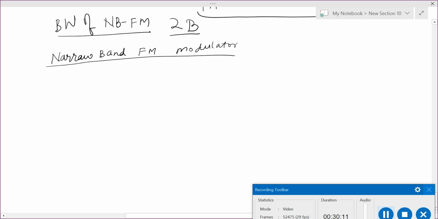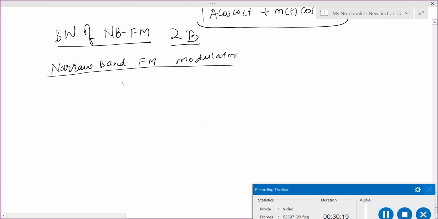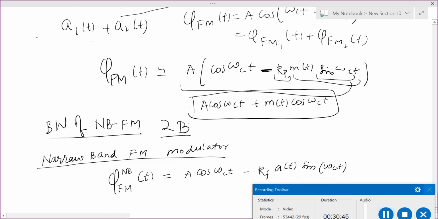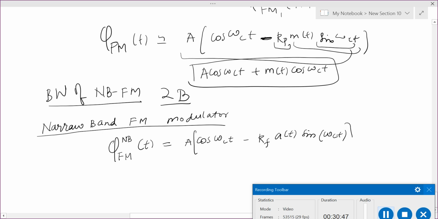So what should we do? We have to do two things in the modulator. One is we have to get a of t multiplied with sine omega ct. That is one job. And then we have to add cos omega ct to that signal, right? So here is first of all the equation of narrowband FM: A cos omega ct minus kf a of t sine omega ct. I think A is common, yes, A is common. So I will put a bracket here.